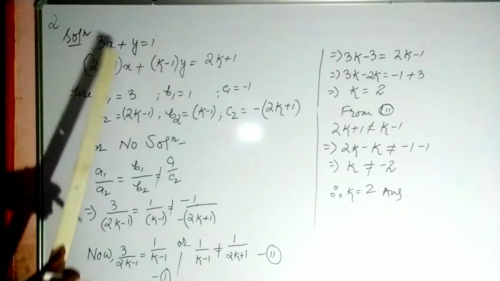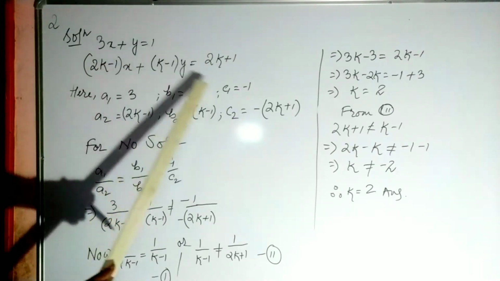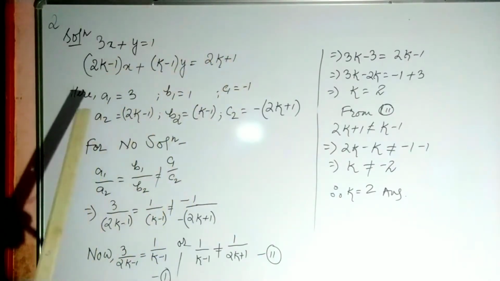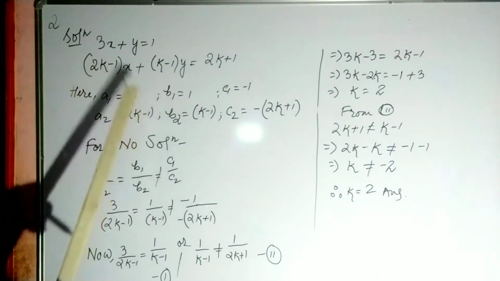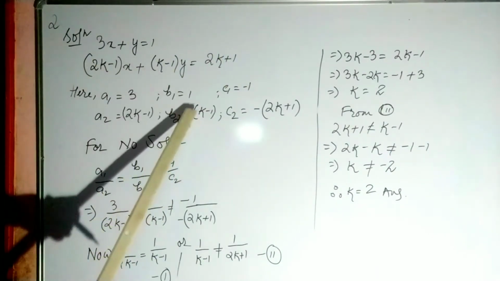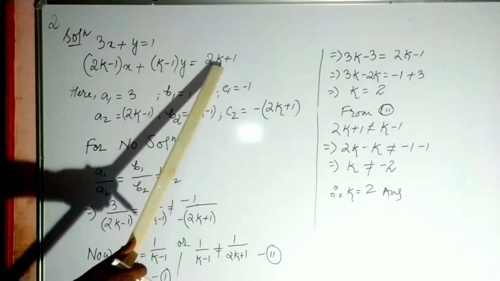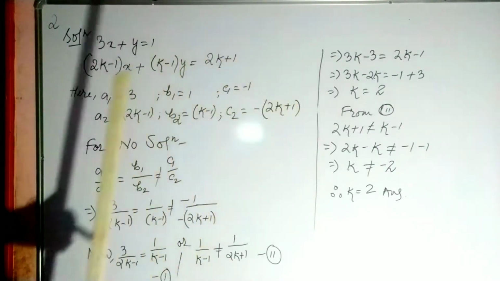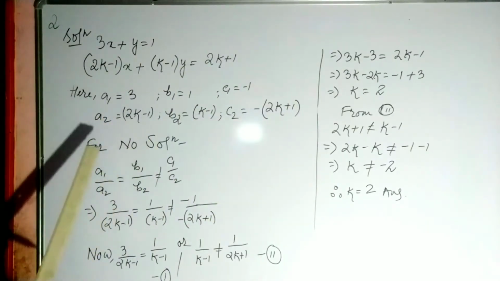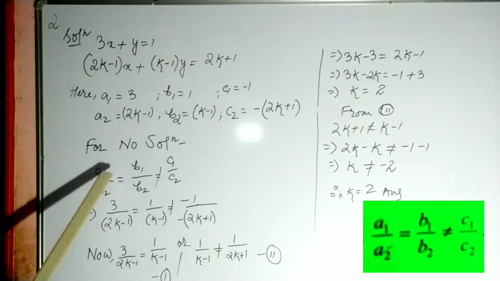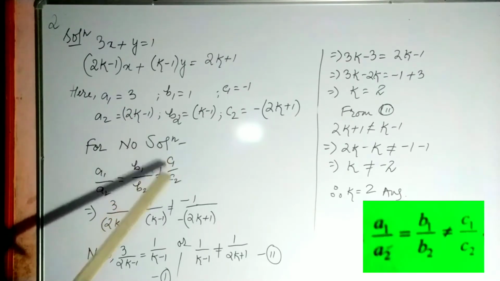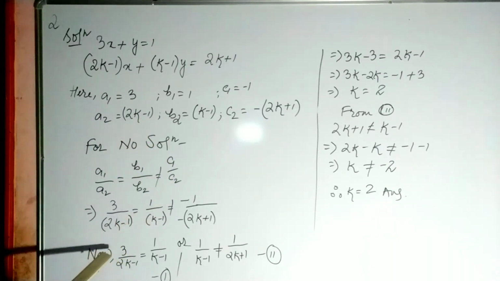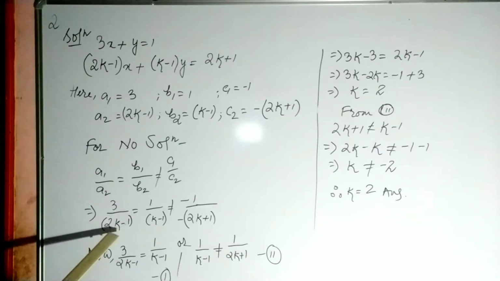A1 is 3, B1 is 1, C1 is, we bring this 1 to the left, it becomes minus 1. A2 is 2k minus 1, B2 is k minus 1, C2 is, we bring this to the left, it becomes minus (2k plus 1) within bracket. For no solution, we have this formula: A1 by A2 equal to B1 by B2 not equal to C1 by C2. We put the values and make it separate.